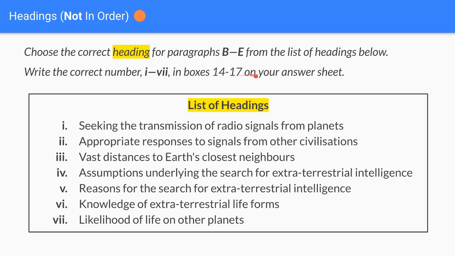So for each one of those 4 questions, you have to write one of these answer choices. Now, some of them are not going to be used since there are only 4 questions. So you have to find out which ones are the right ones and which ones are not going to be used. Out of these answer choices, we're going to be using 4 of them, 1 for each of the paragraphs. So 1 for B, 1 for C, 1 for D, and 1 for E. And we're going to be writing down our answers in our boxes from 14 to 17 on our answer sheet. Okay, I hope that's clear.